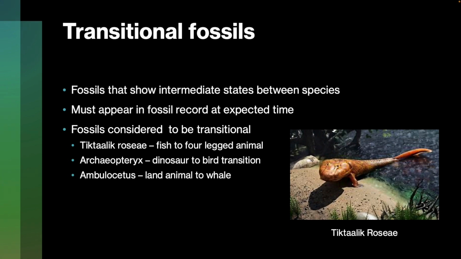And what's important to note about a transitional fossil is that they have to appear in the fossil record at the expected time. So the fossil record is just all the fossils that we've essentially dredged up from the various layers of the Earth that supposedly correlate to different times in our geological history. So obviously ones that are deeper down are going to be older. You see different kinds of life forms depending on how deep you go, and that's what it means that it has to appear in the fossil record at the expected time.